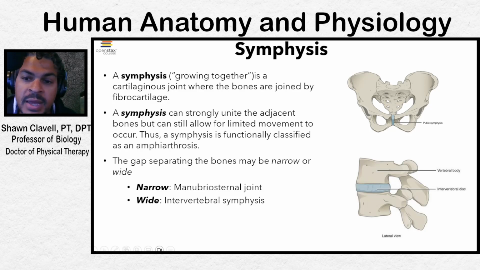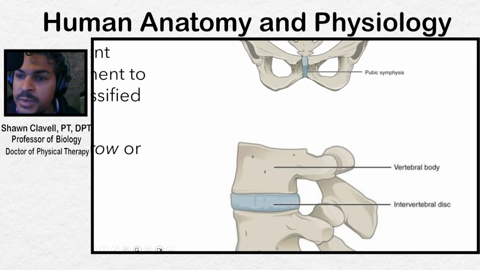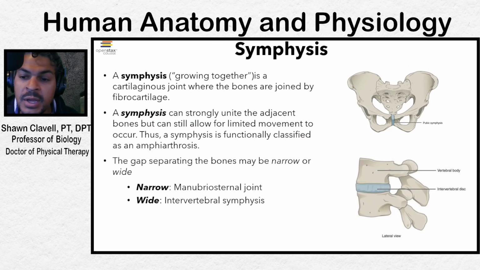They're held together by fibrocartilage specifically. But again, you can see that the pubic symphysis provides for a little bit of movement, as is demonstrated during childbirth, and then a little bit of movement as demonstrated in the vertebrae, right? The intervertebral disc. So both of these are joints that provide a little bit of movement, so they're referred to as amphiarthroses.